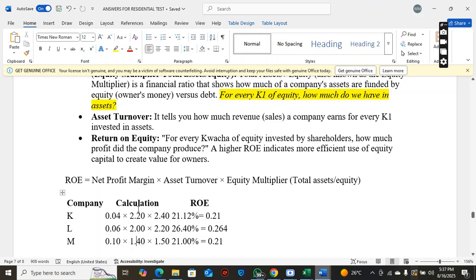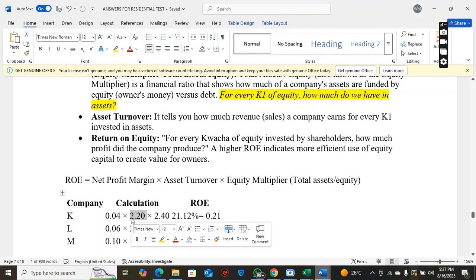So in terms of asset turnover, K is utilizing its assets more efficiently because it's generating more sales from its assets. Asset turnover is basically generating sales from the assets you've invested in. Return on equity, generating profit on the equity that has been invested.